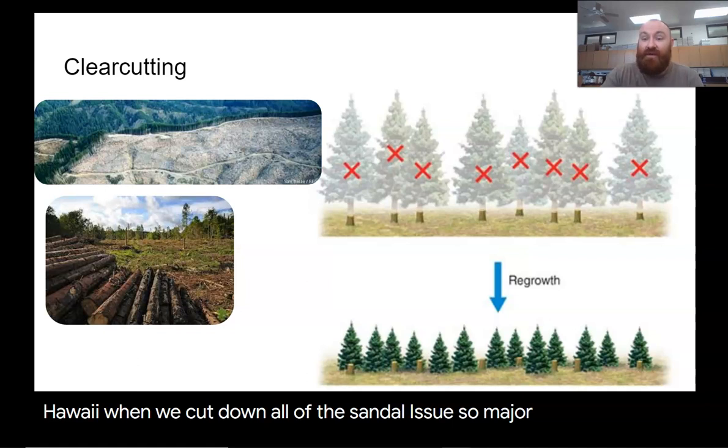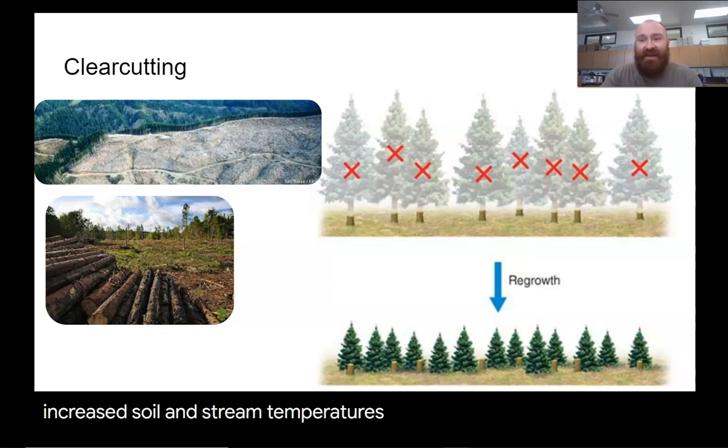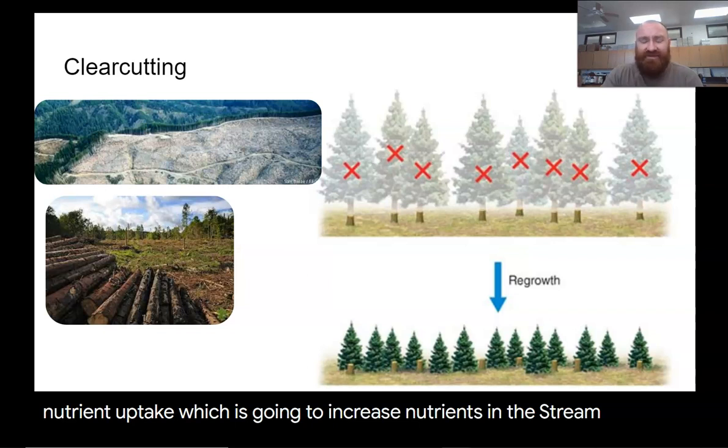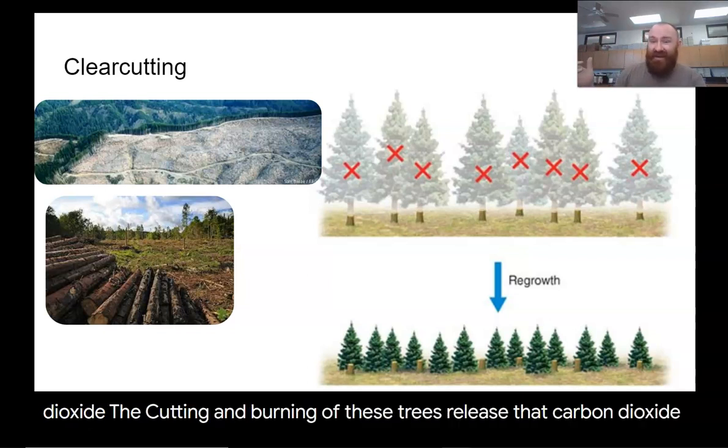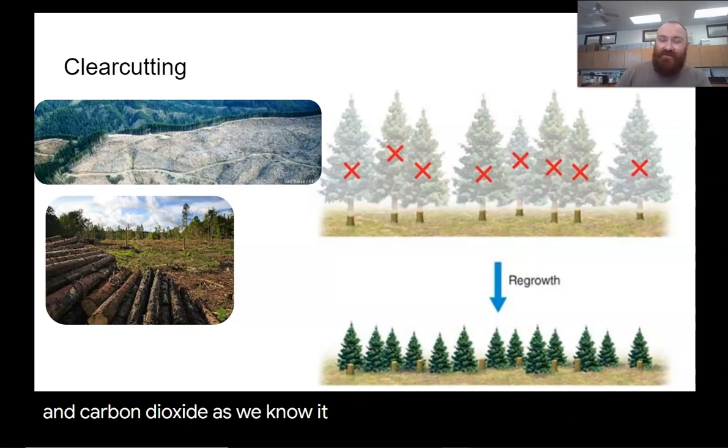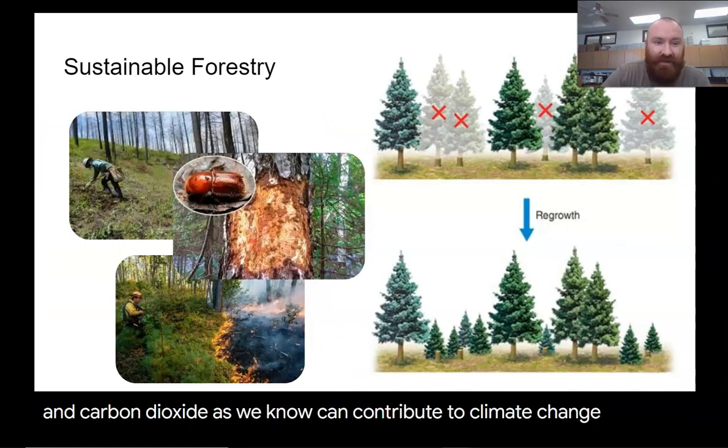So major soil erosion, increased soil and stream temperatures and flooding, and decreased nutrient uptake, which is going to increase nutrients in the stream, such as nitrogen. Forests contain trees that absorb pollutants and store carbon dioxide. The cutting and burning of these trees release that carbon dioxide, and carbon dioxide, as we know, can contribute to climate change.